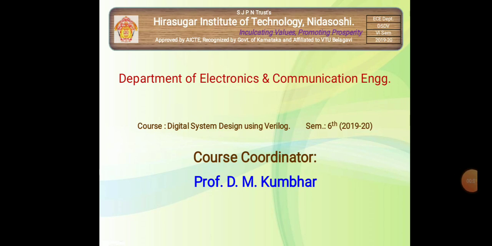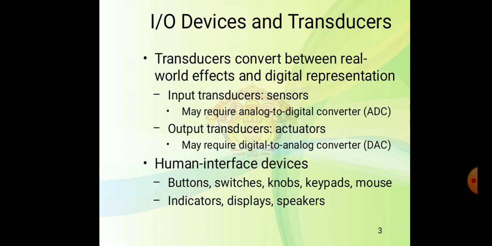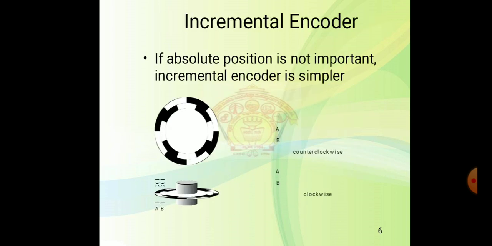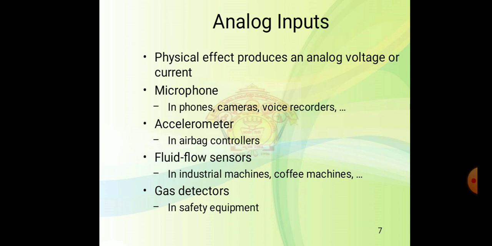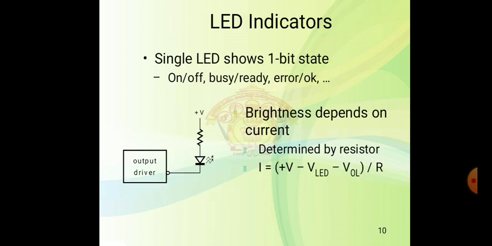So today we'll continue Module number 4. In Module number 4, we have discussed various points: input output devices, then keyboards, knob switches, incremental encoder, analog inputs. The A to D converter we discussed in the last video. The successive approximation A to D converter we have discussed, and today we are going to discuss various display devices and digital to analog converter.